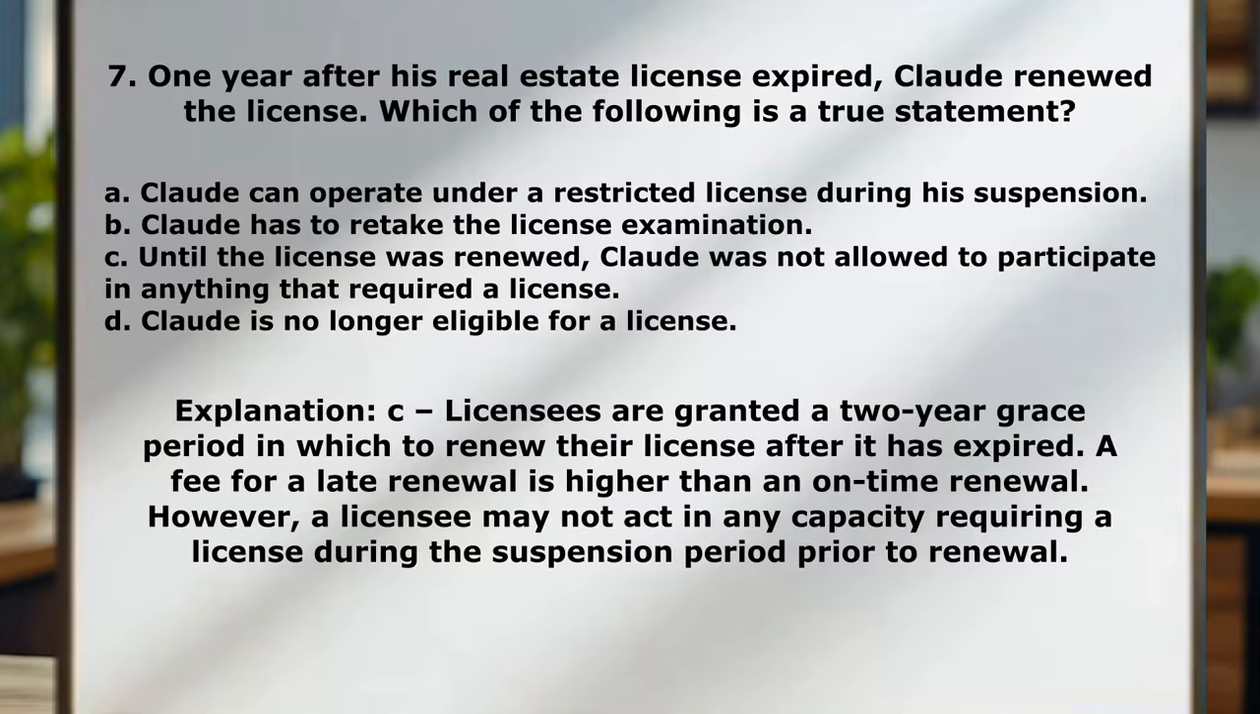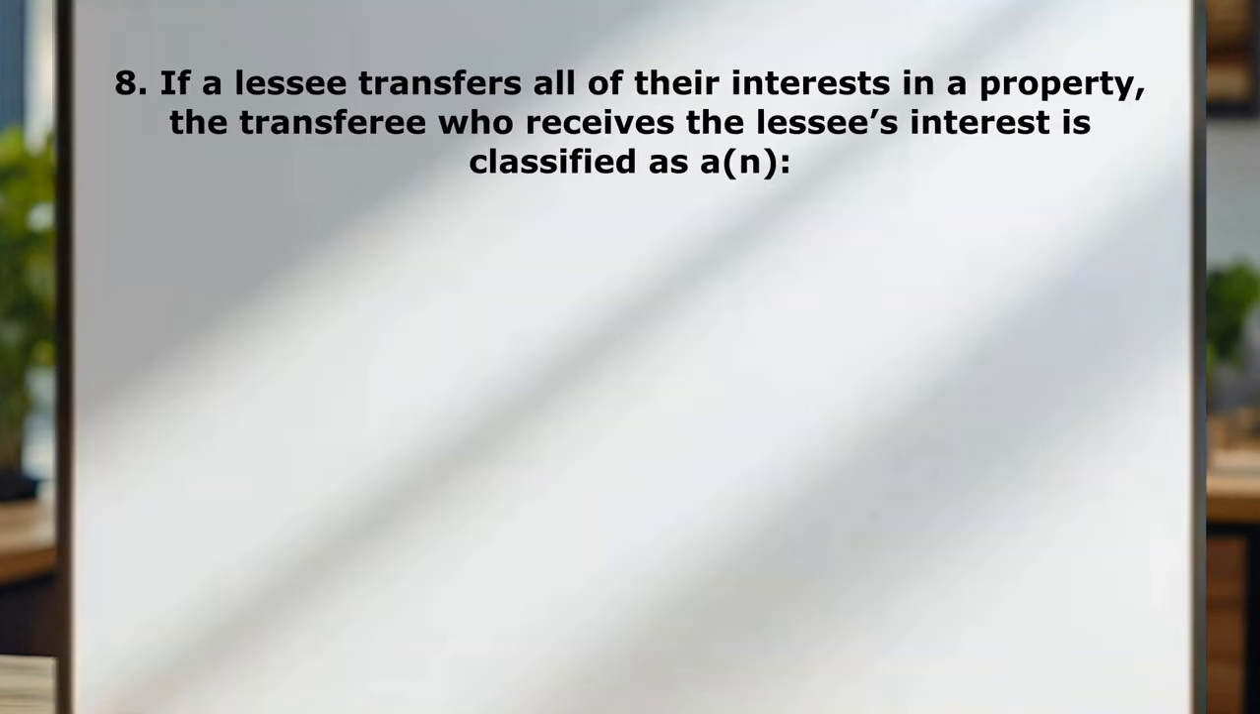Okay, so let's just go over this. If your license is expired, that means you don't have an active license. So you are not allowed to participate in anything that requires a license. The answer is C. Until the license was renewed, Claude was not allowed to participate in anything that required a license. Question number 8. If a lessee transfers all of their interest in a property, the transferee who receives the lessee's interest is classified as A.